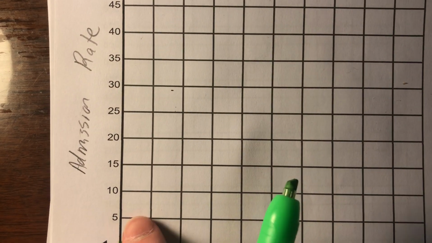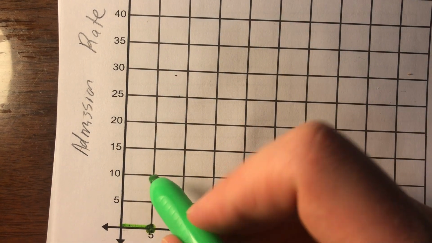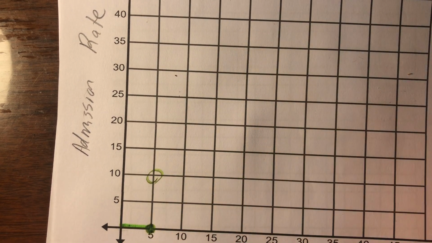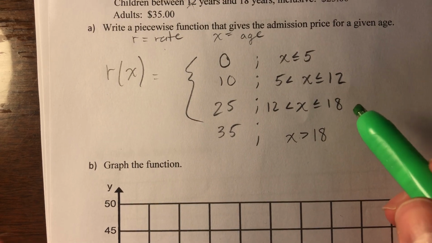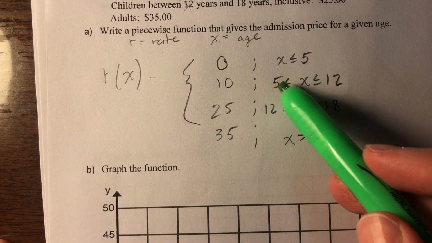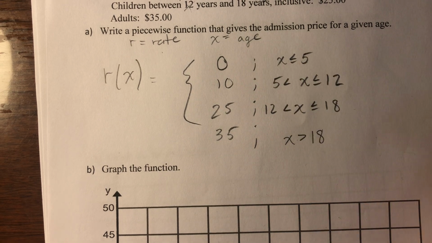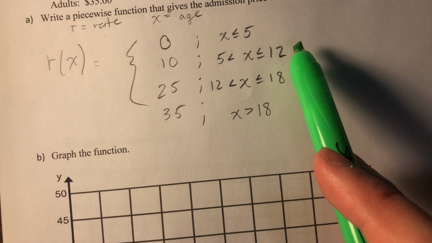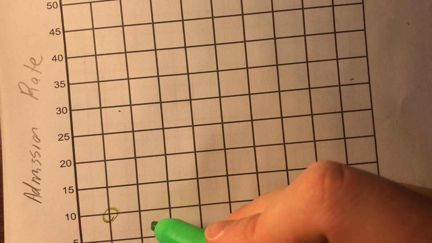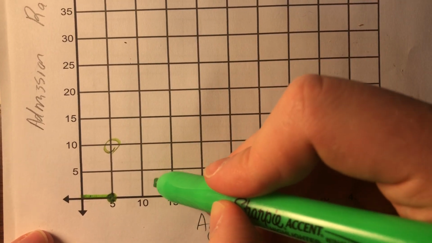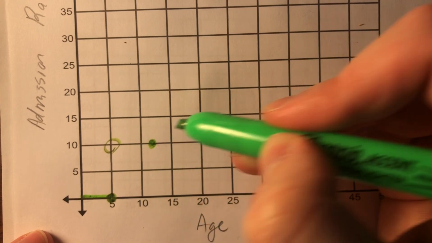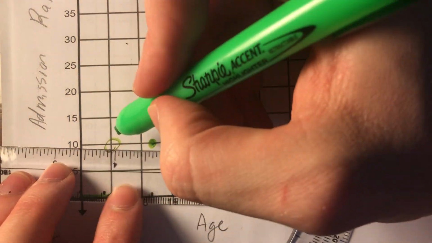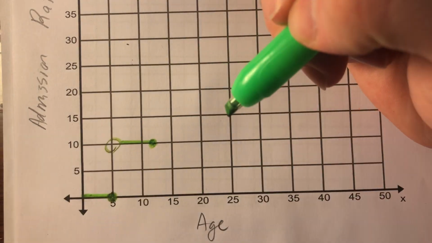All right, next we're going up to 10. So that'll be an open circle at 10, right? Because if you're 5 years old, you're not paying $10. If you're 5 years old, you pay 0. So we don't want to include that part. And then we're going to put a closed circle at X equals 12. That's the upper bound for that domain. So let's say 12 is right about here, more or less. Try and be accurate, but obviously can't be perfect.